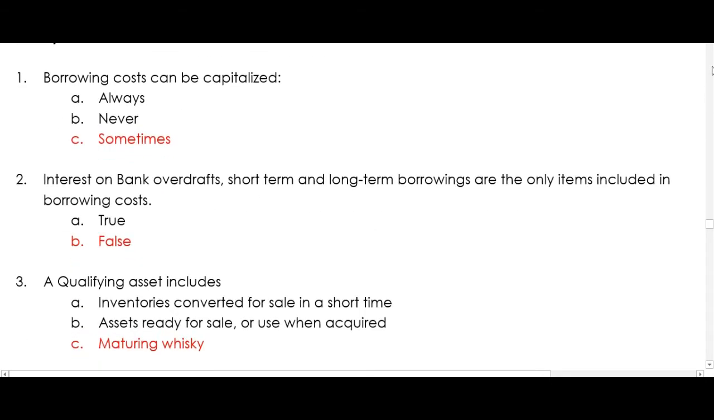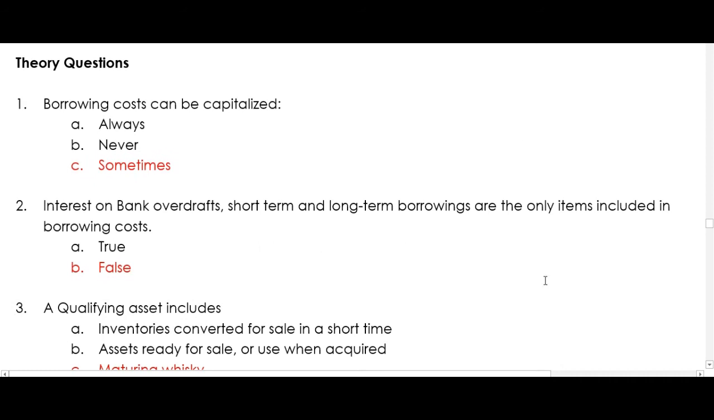Okay? So we now proceed to the theory questions. So the theory questions relating to borrowing cost, isa-isahin natin yung mga items. So question number 1 muna. Borrowing cost can be capitalized. O obvious na to. Hindi naman pwedeng always kasi para lang yan sa qualifying asset. So that's going to be sometimes lang.